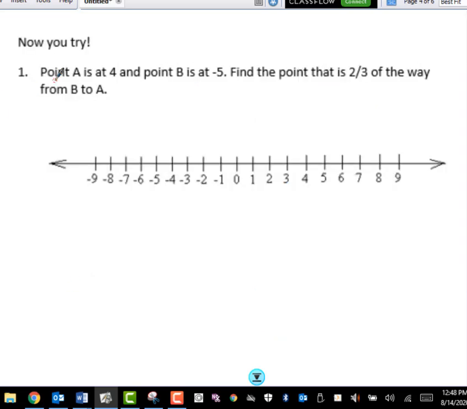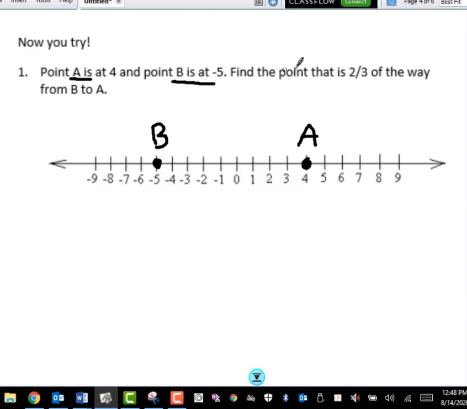Okay, one more example. So now this time they're giving you a blank number line and you have to put point A and point B on the number line. So we're going to do that in black. It says point A is at 4. So I'm going to go put a dot on 4. And I'm also going to label it with this letter so I know which point is which. Point B is at -5, so at -5 I'm putting a B. Where's -5? Right there. Put a dot, put B.